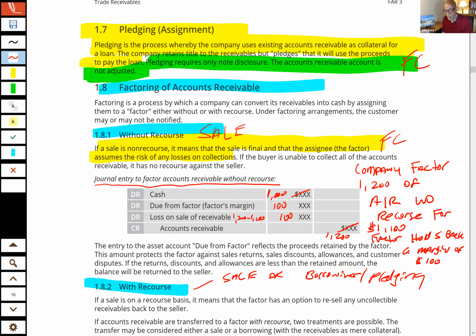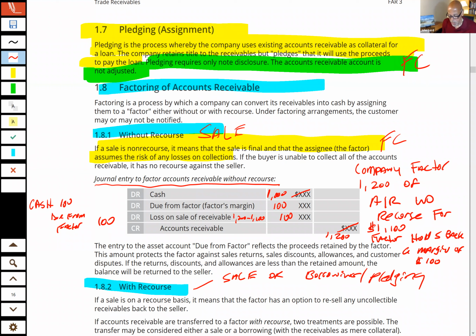Okay. Now what happens? Let's say the factor is able to collect the entire 1,200, so they're happy. So they say, hey, we're sending you the remaining 100. So we would debit cash for 100, credit due from factor for 100 because they're paying us the remaining 100, right?